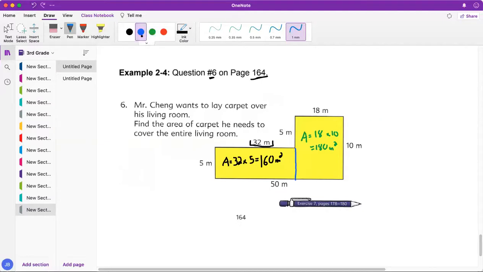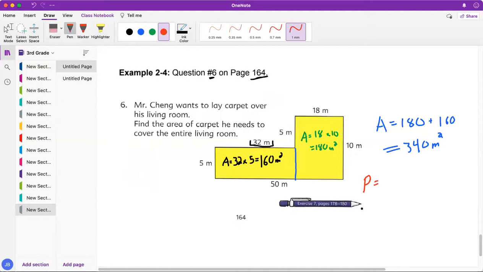So now, our total area would be 340 meters squared. Perfect. Exactly right. All right. Any questions on that one? No. Okay. So I have a question. Can anybody tell me what the perimeter would be?